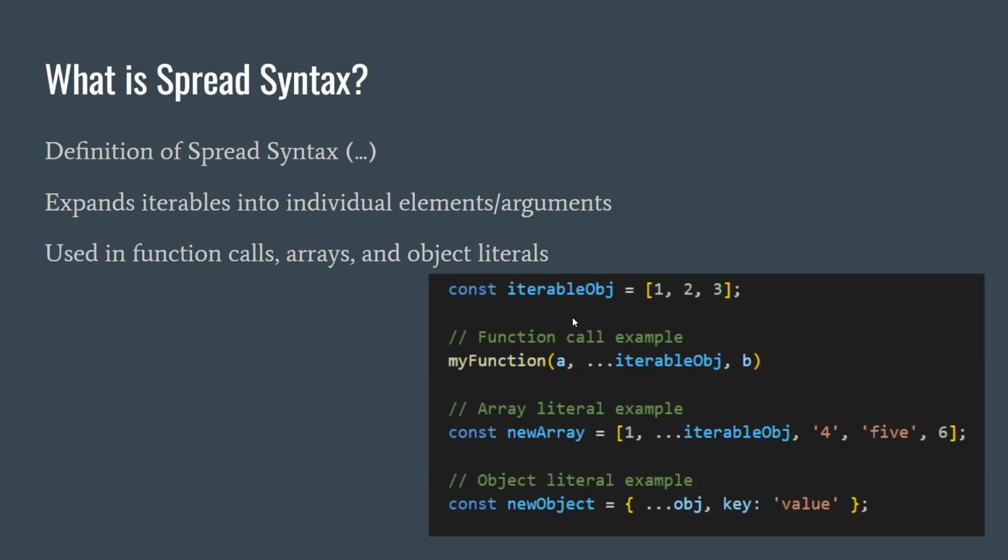So you can see that this simple notation can be applied in functions. As you can see from this example, we have this iterable object. For this example it is an array, and we are calling this in a function. And here is an array literal example. And we can also do this in object literals to make our code more expressive and less cluttered.